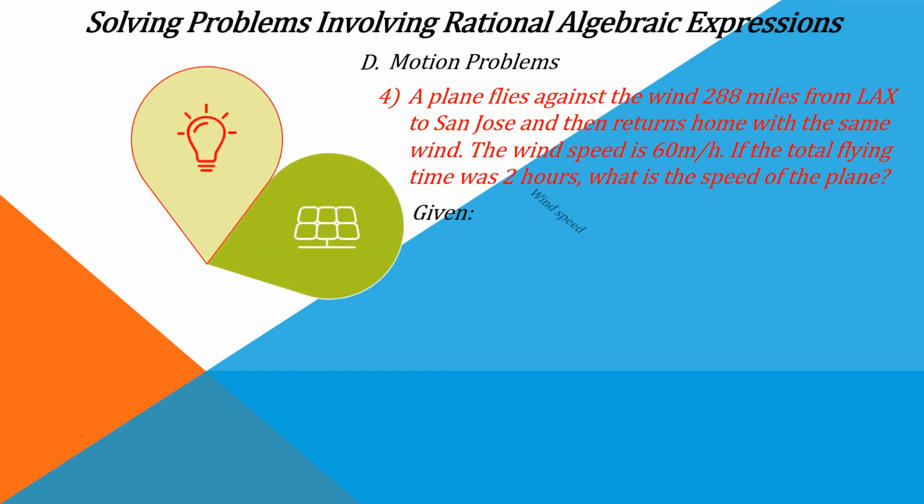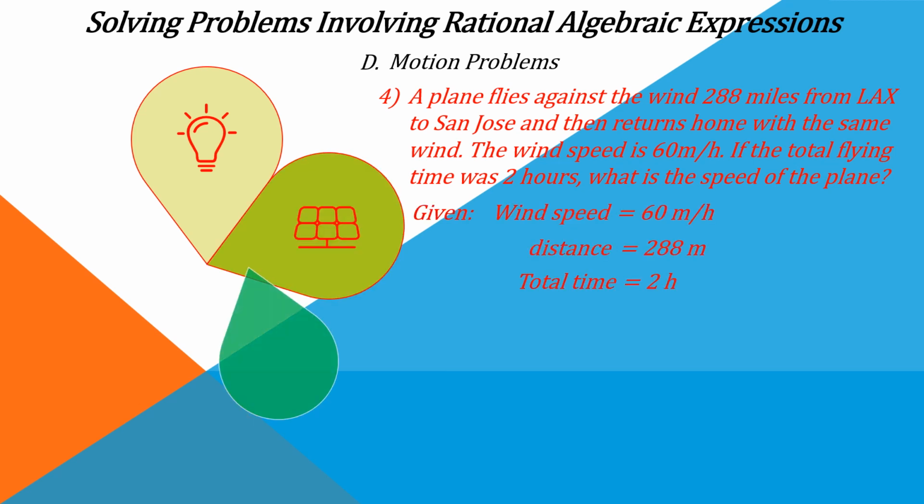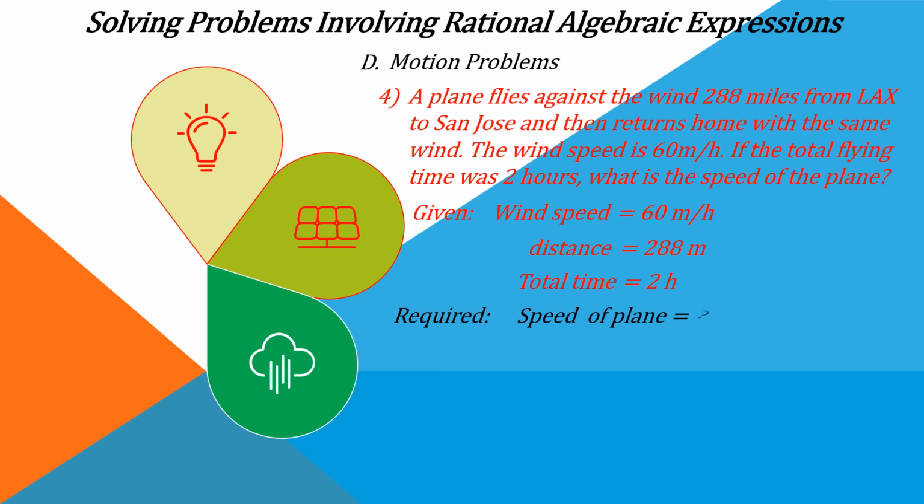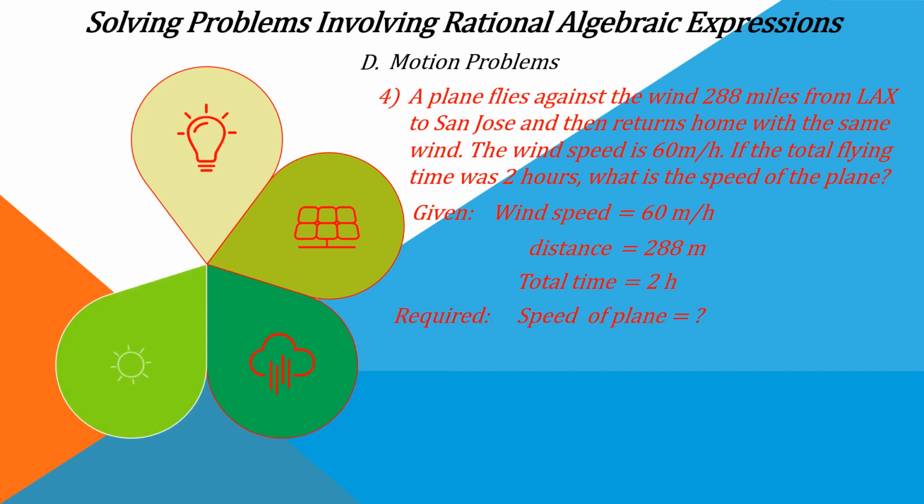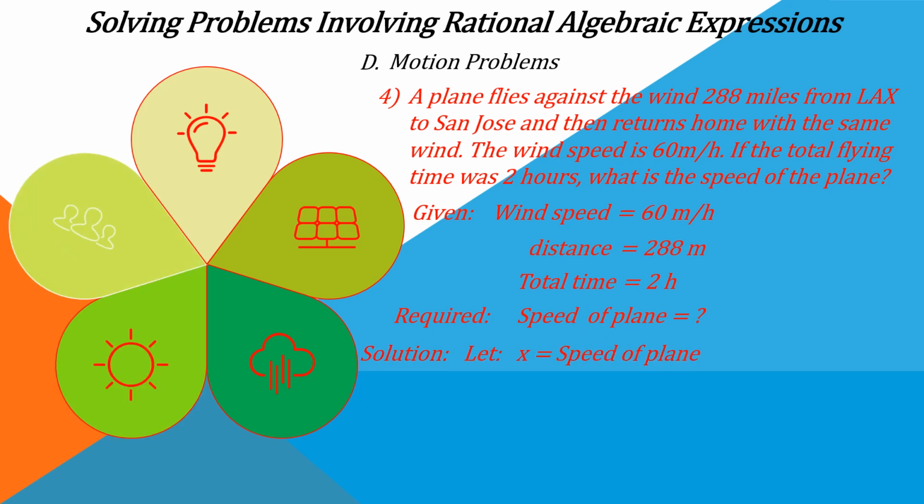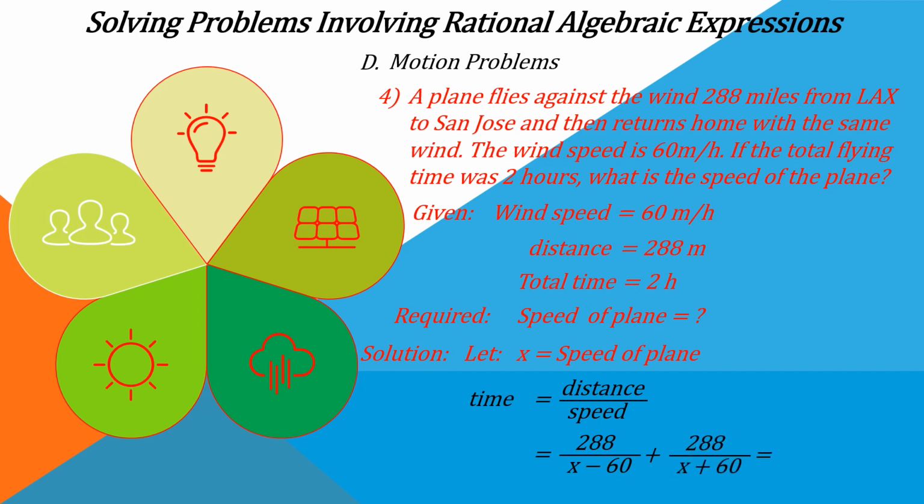Let us take the given. Wind speed is 60 meters per hour. Distance is 288 meters. Total time is 2 hours. Now, required is the speed of the plane. And solution, let x be the speed of the plane. Again, time is equal to distance over speed. And this is 288 over x minus 60 plus 288 over x plus 60 is equal to 2 hours.